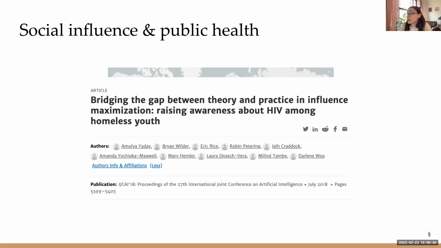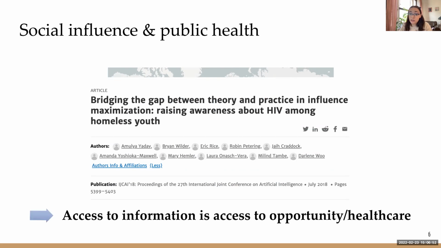Similarly, this is a study that thinks about how you raise awareness about HIV among homeless youth and how we leverage the local connections in order to do that in an efficient way. So there's this notion that comes up that access to information is actually access to opportunity and healthcare, and it's important to think about the groups that are represented in this information loop.